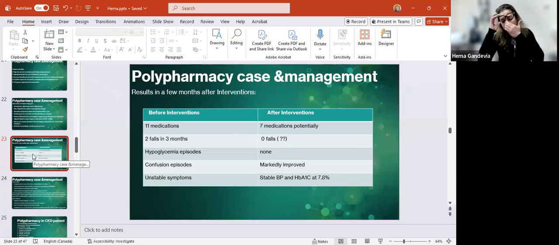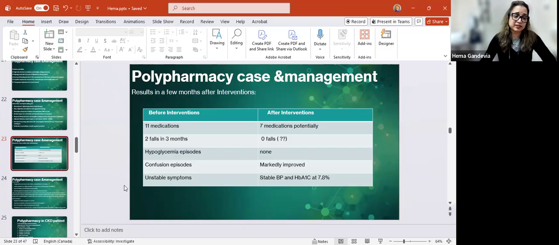If her hypertension was unstable, or maybe going on the hypertensive side, she should be able to achieve stable blood pressure. And with the adjustment in the diabetes medication, she should have better control and stability with an A1C at 7.8. Fingers crossed.